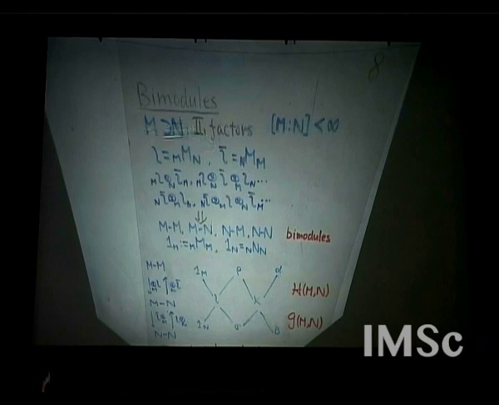Then starting from this, you can think of various bimodules. So let iota be M as an M-N bimodule: left multiplication of M and right multiplication of N. And let iota bar be M as an N-M bimodule: left multiplication of N and right multiplication of M. So these are fundamental bimodules.